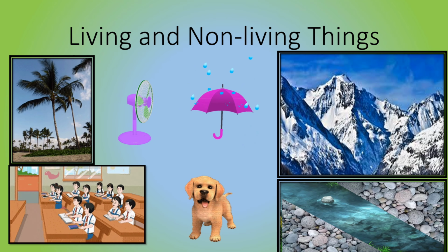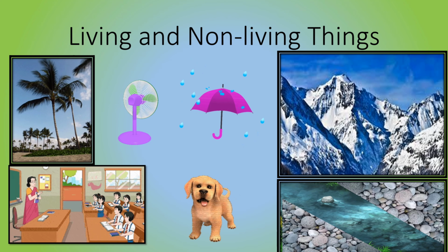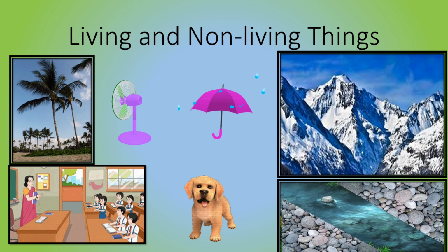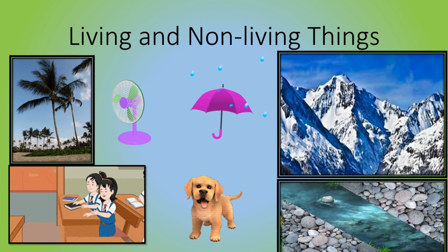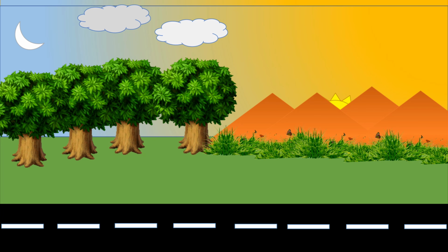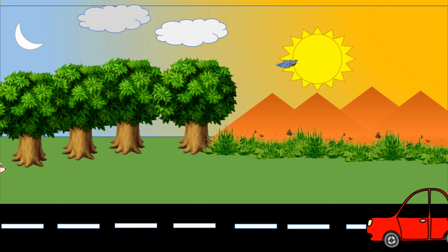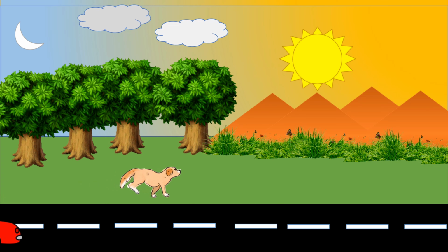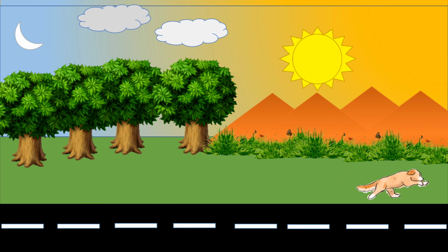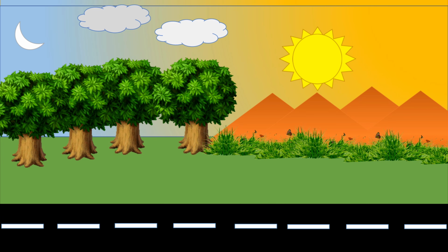My dear learners, today's session is about living and non-living things. We are surrounded by many things like plants, sun, moon, birds, insects, car, water, and so many other things. Among the natural things, some are living while others are non-living.